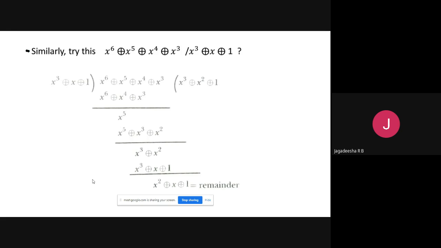So here, basically what we do, we have to divide x power 6 plus x power 4 plus x cube by x cube plus x plus 1. First we check how many times x cube is in x power 6. That is x cube times, right? x cube multiplied by x cube is equal to x power 6. And that's the first term on the right hand side, x cube.